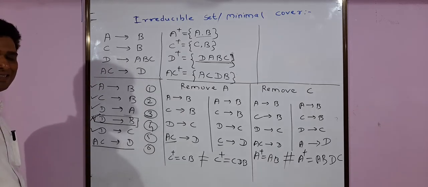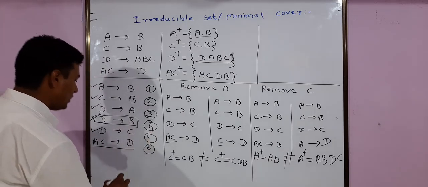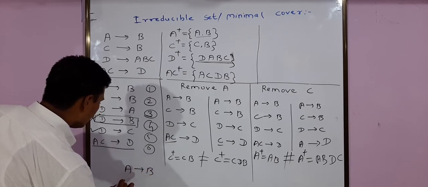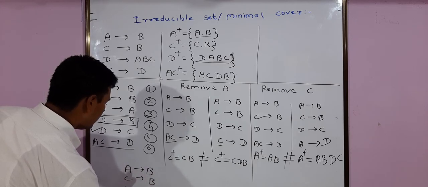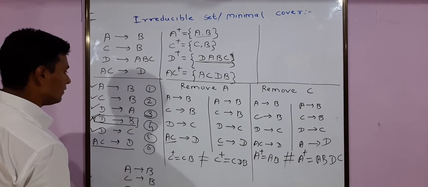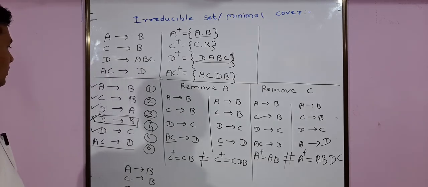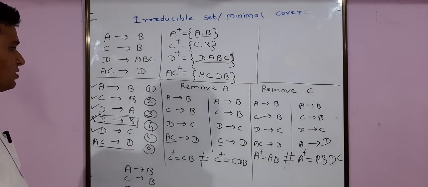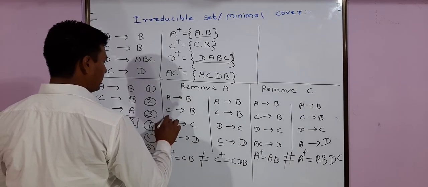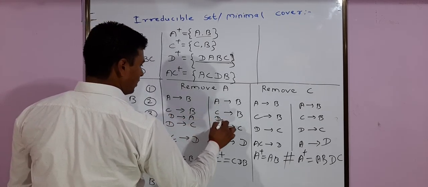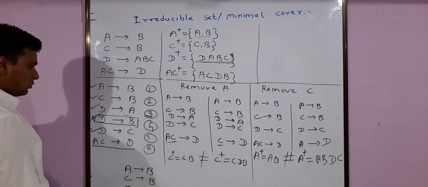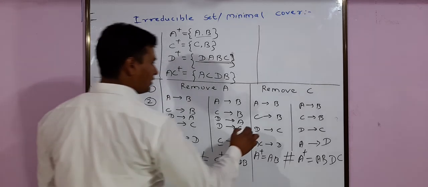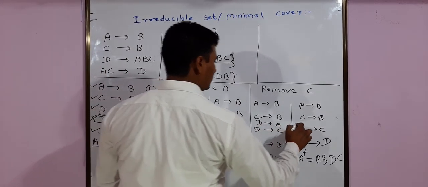So the final functional dependencies or canonical cover in this case will be this one: A determines B, then C determines B, then D determines C, then D determines A. I have missed here D determines A, so I need to write here D determines A, because this original one I cannot remove, because I have removed D determines B, so D determines B will not be present here.